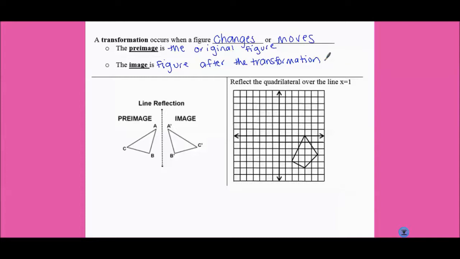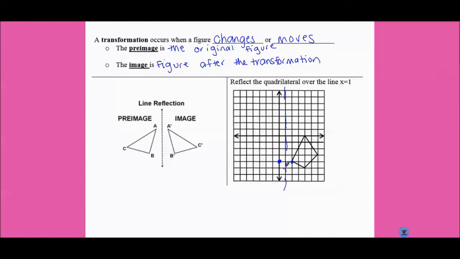So the first of the four transformations we're going to talk about today is line reflection. It's basically when there's a line and the pre-image flips over that line to create a new image. So reflect the quadrilateral over the line x equals 1. So line x equals 1 is right here, where all the x values are 1. So we're going to take each of these 4 points and flip it over the line. So this point right here, since it is 1 space away from the line, it's going to go 1 space on the other side.